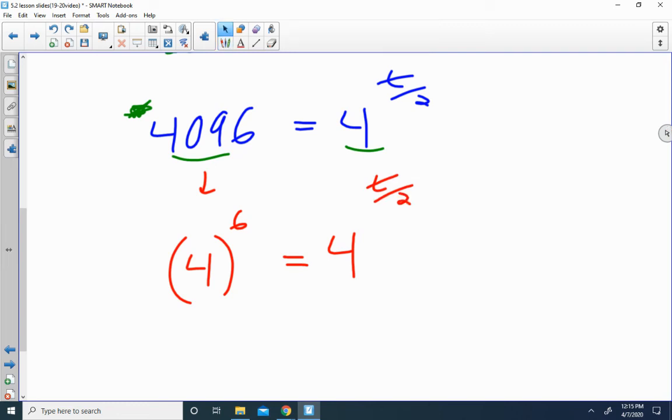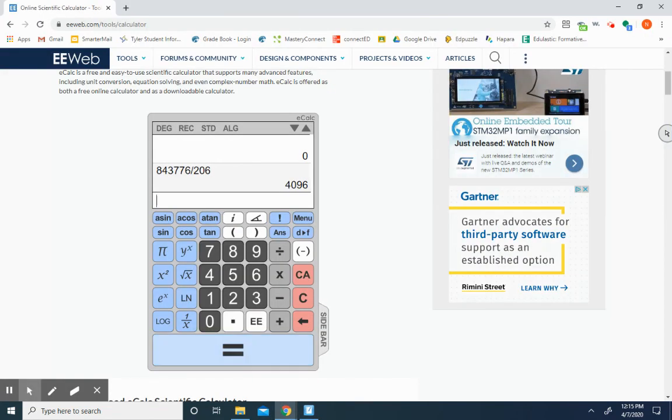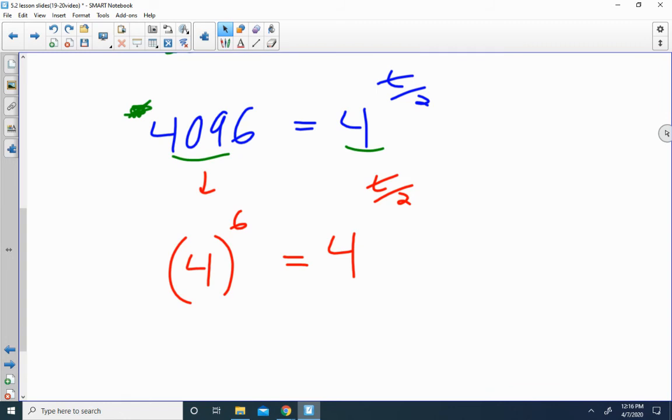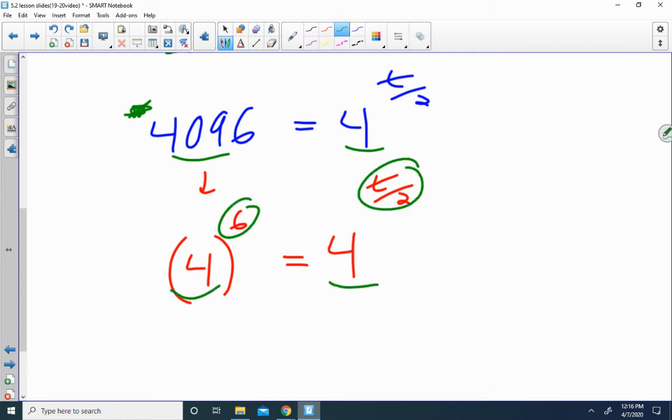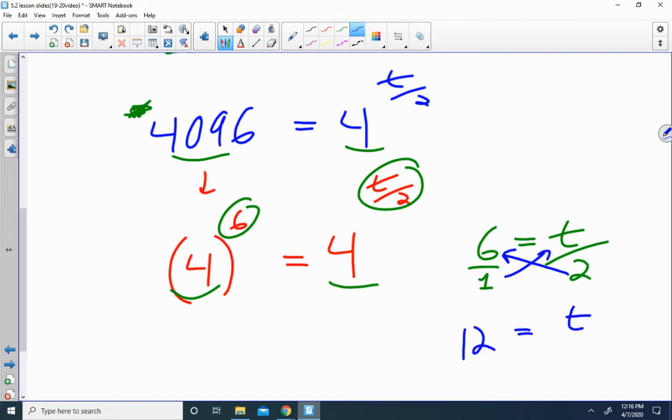And if you need a double check, let's go to our calculator. Let's type in 4 to the power of 6. And that is 4,096. That's exactly what we need. And that works for us because the bases are the same. And thus we can set our powers equal. So 6 equal to t over 2. We write the 6 as 6 over 1 and cross multiply. 2 times 6 will give you 12. 1 times t will give you t. So t is 12 years.